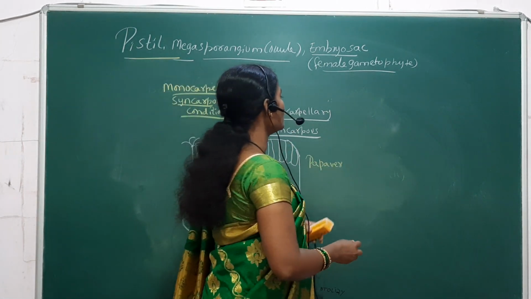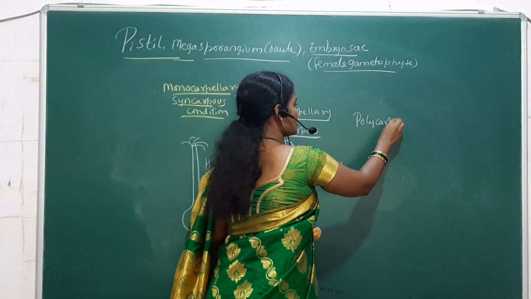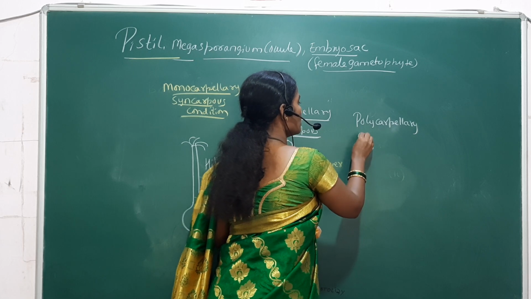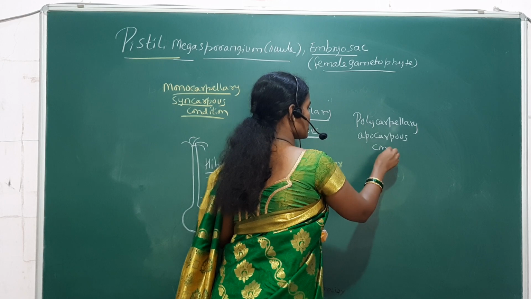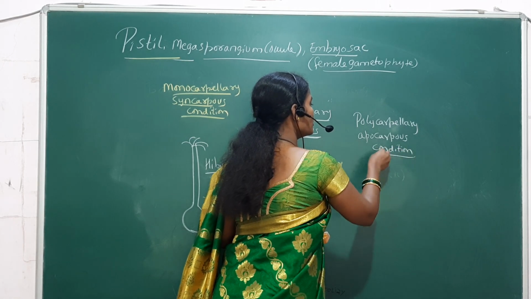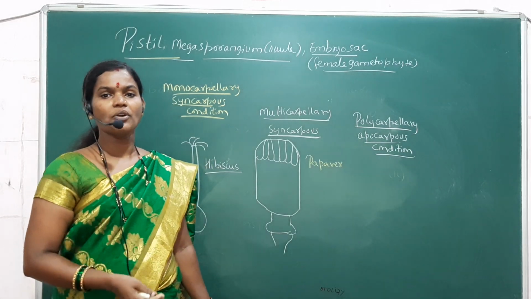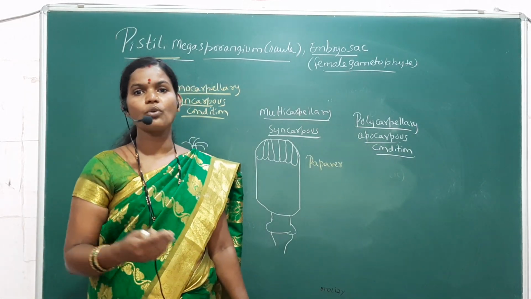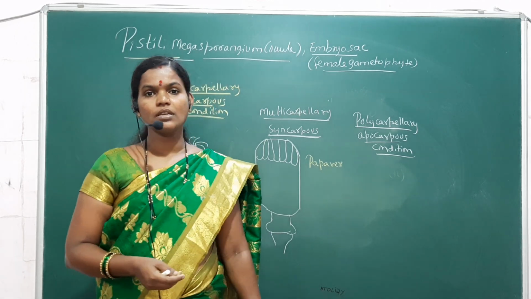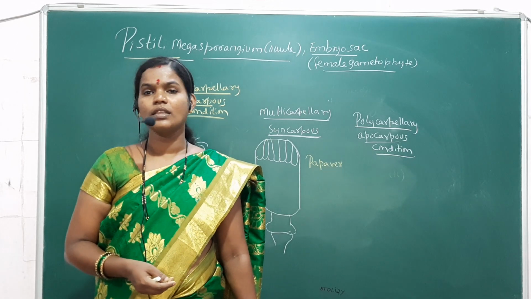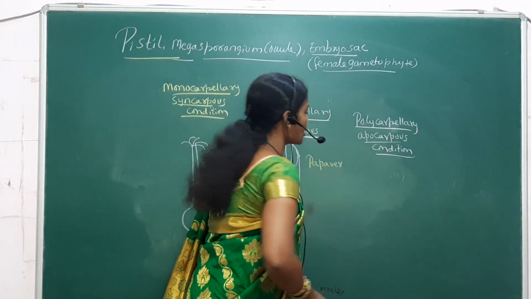The next we are going to see is the polycarpellary apocarpous condition. Now what is the meaning of the polycarpellary apocarpous condition? Here we are going to see that there is a presence of so many carpels, and these carpels are free in nature. That is called the polycarpellary apocarpous condition.